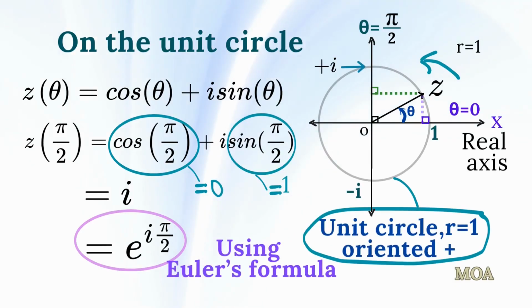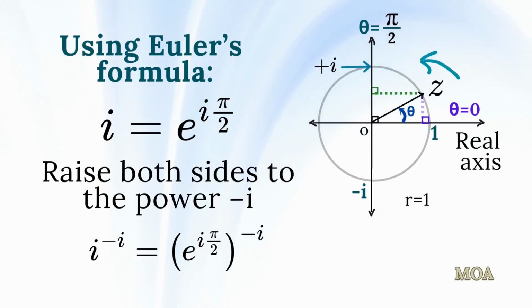Let us now apply this idea to the number i. On the complex plane, the number i has coordinates 0 plus 1i. Its modulus is 1. Its argument is pi/2. Therefore, using Euler's formula, we can write i equals e to the power i times pi/2. Now we return to our original question.